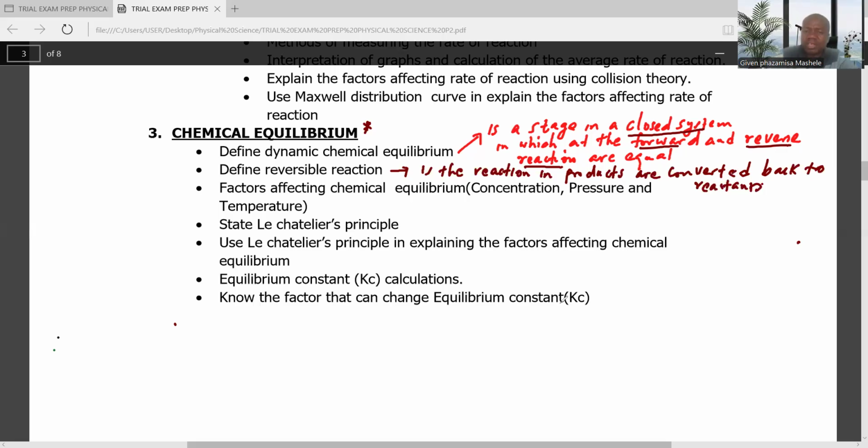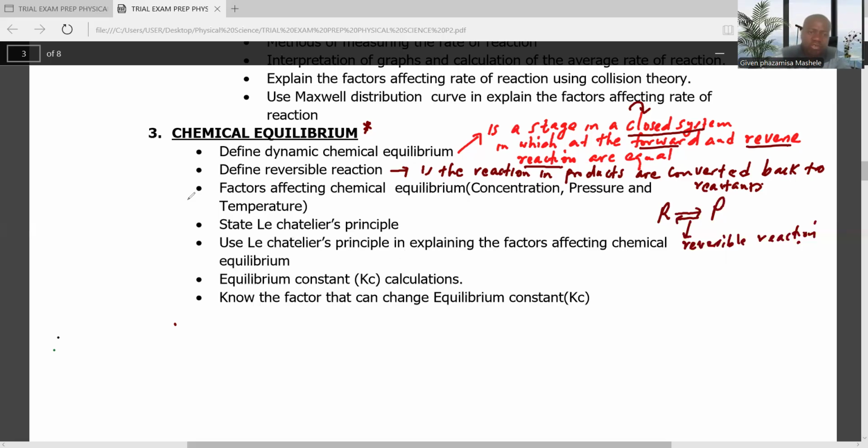So what does this mean? It means when we are dealing with chemical equilibrium, we're dealing with a reaction where the reactants can form the products and the products can form the reactants. So this double arrow here represents that we're dealing with a reversible reaction. So you need to be able to define what is a dynamic chemical equilibrium and what is a reversible reaction. And also you need to know what is a closed system. Very important, ladies and gentlemen.